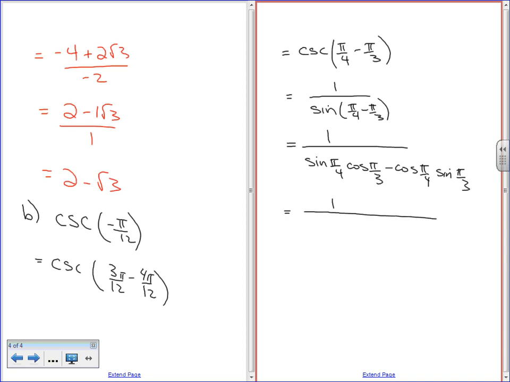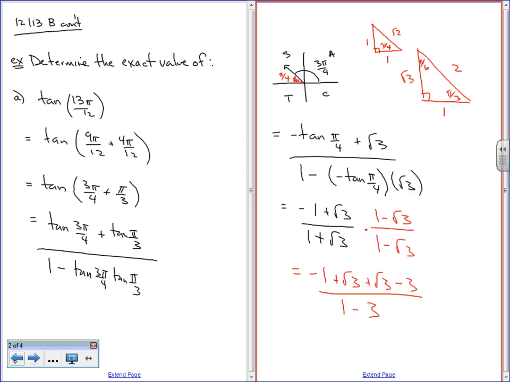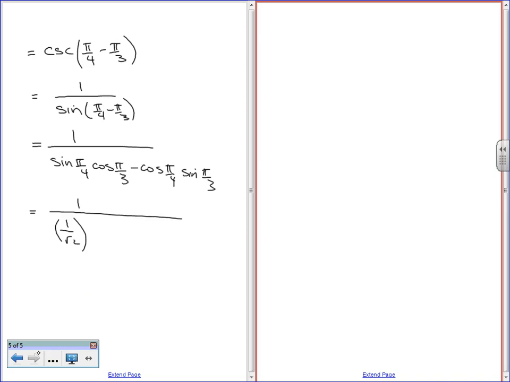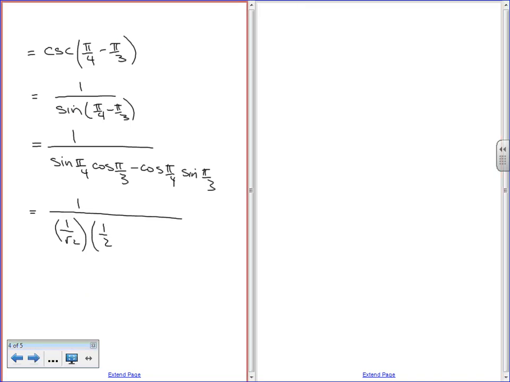The sine of pi over 4 is 1 over root 2. The cosine of pi over 3 is 1 over 2. Subtract the cosine of pi over 4, which is 1 over root 2, and the sine of pi over 3, which is root 3 over 2.